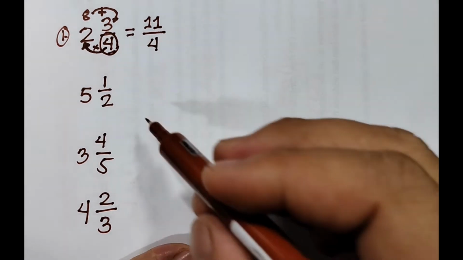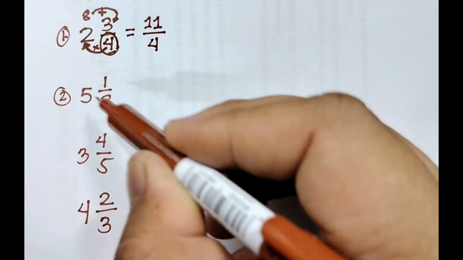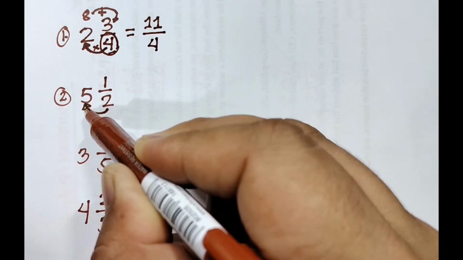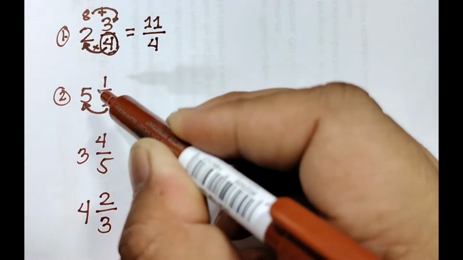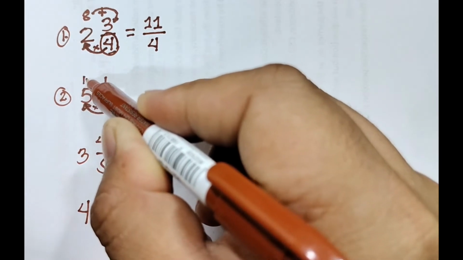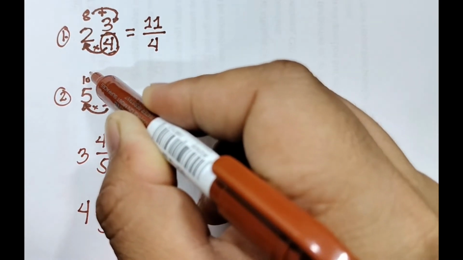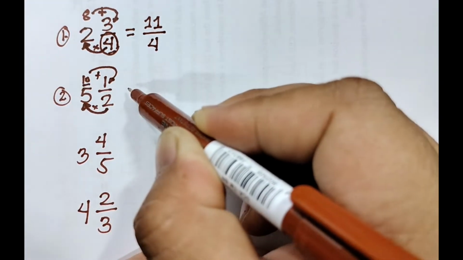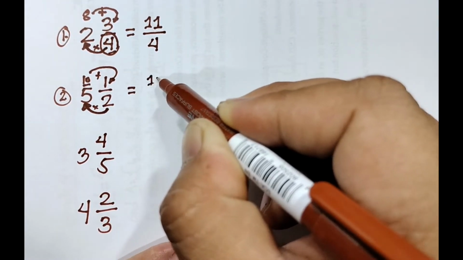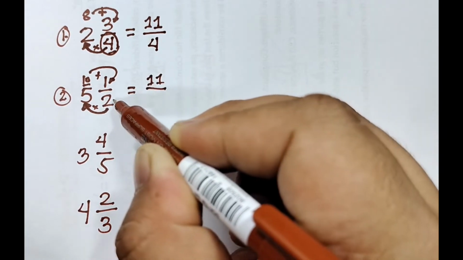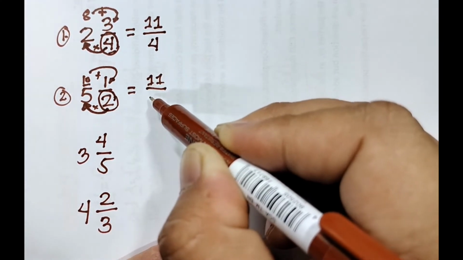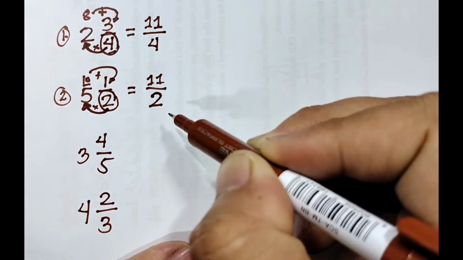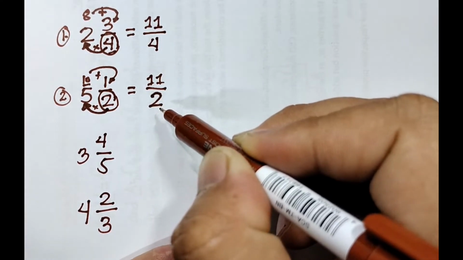And next one, number 2, we have multiply the denominator to the given whole number. So that is 5 times 2, that is 10. Then 10 plus the given numerator. So that is 10 plus 1 equals 11, over the given value of the denominator, which is 2. So the answer is 11 over 2.